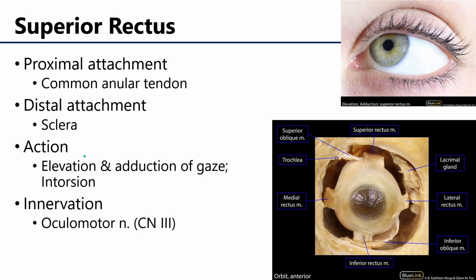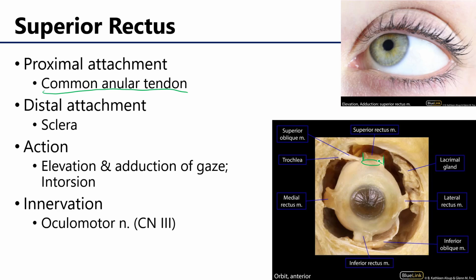Next up, superior rectus muscle. Superior rectus muscle is going to take its origin from the common annular tendon, as all of the rectus muscles do, and its distal attachment is on the sclera at the superior aspect of the orbit.